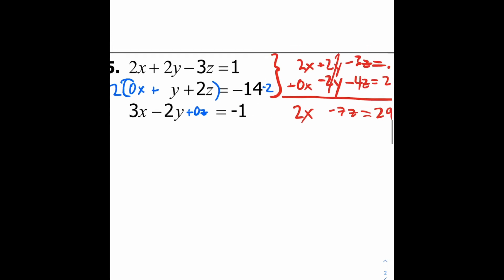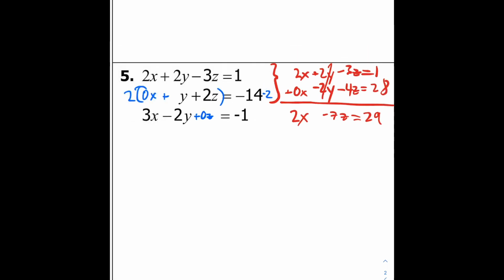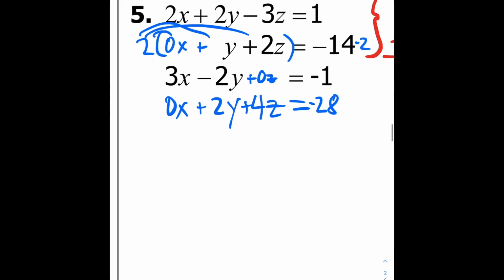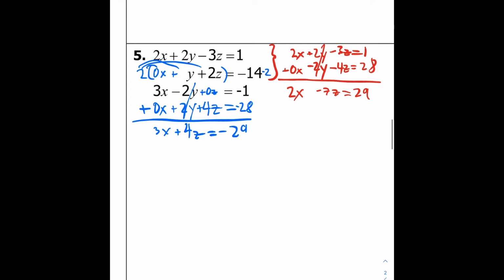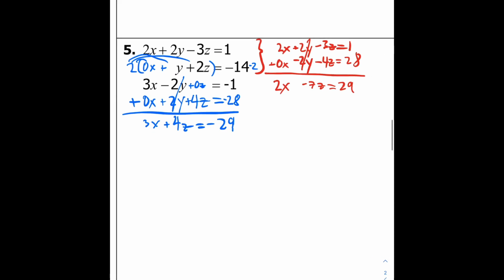All right, I get 0x plus 2y plus 4z equals negative 28 here. All right, so let me add these two equations together. I get 3x, these cancel, plus 4z equals negative 29. Okay, so I'm going to have 3x plus 4z equals negative 29, okay?